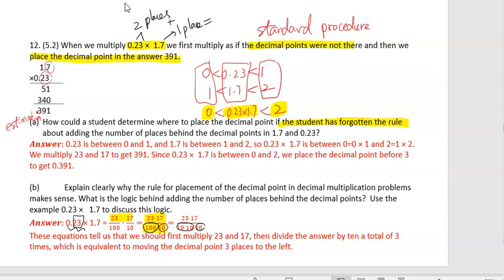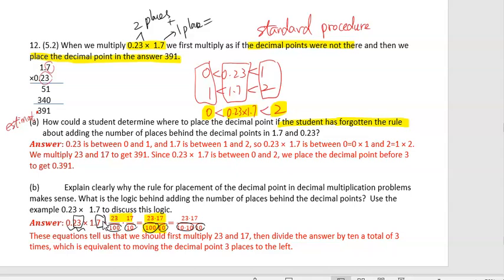How do we modify our whole number answer to get the answer for the decimals? We divide by 10 three times, and each time we divide the answer by 10, we move the decimal point to the left 1 place. So if we divide by 10 three times, we have to move the decimal point to the left 3 places. That's why we end up with 0.391 if we use the standard procedure. Again, the number of tens we have is exactly the total number of decimal places: 7 tenths has one 10, and 23 hundredths has 2 tens. Together we have 3 tens, and that's the total number of places to the right of the decimal point.